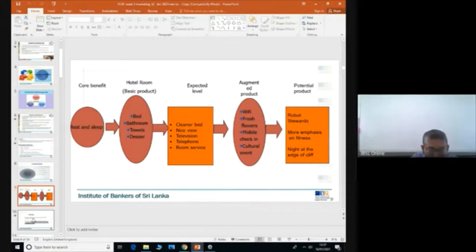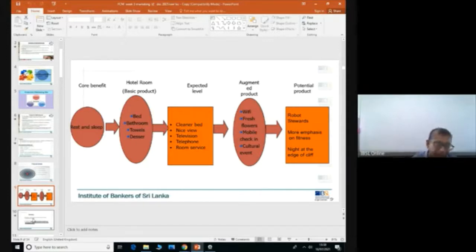Say, for example, think about a mobile phone. What is the core benefit? Why do you use a mobile phone? What purpose? Can anybody tell me? What is the main core benefit of a mobile phone? Okay. Why are you going to a hotel? What is the core benefit of a hotel? Rest and sleep. That is the benefit the customer really buys. That is what you call the core benefit.